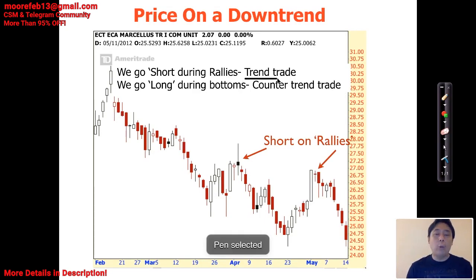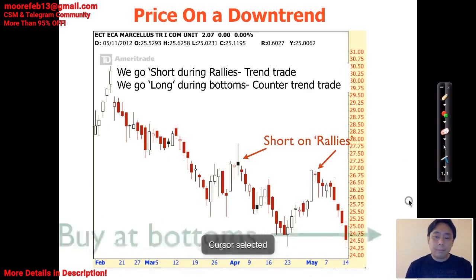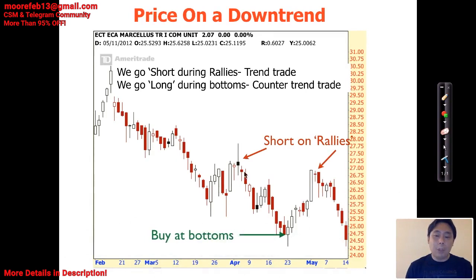So similarly with the uptrend, on a downtrend we can short on the rally, and by doing that we are following the trend. We are doing trend trading, trend following. Or we could also buy at the bottom of the downtrend, anticipating the rally before the continuation. And that is called a counter trend trade, because again, we are buying against the trend.